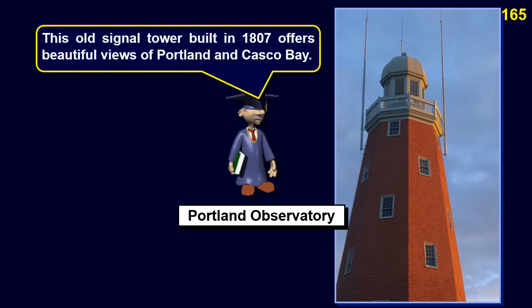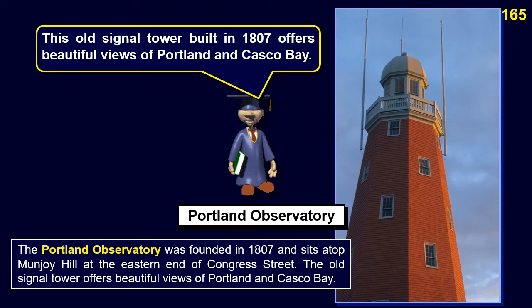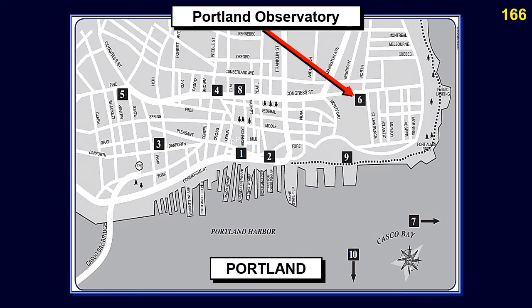The Portland Observatory was founded in 1807 and sits atop Munjoy Hill at the eastern end of Congress Street. The old signal tower offers beautiful views of Portland and Casco Bay. This shows the location of the Portland Observatory.